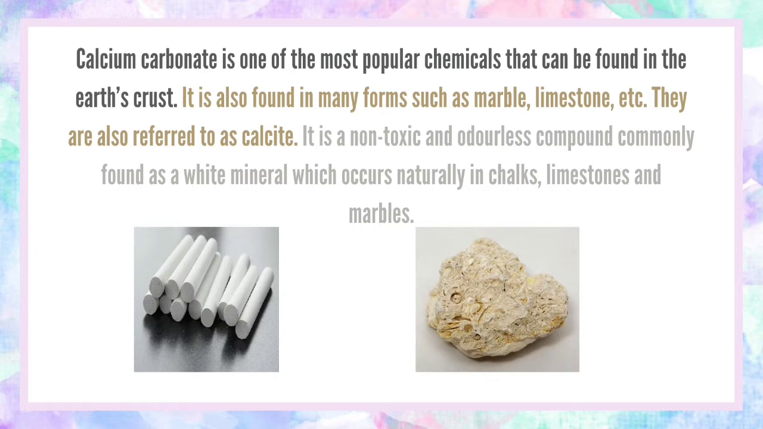Calcium carbonate is one of the most popular chemicals that can be found in the Earth's crust. It is also found in many forms, such as marble, limestone, and etc. It is a non-toxic and odorless compound commonly found as a white mineral which occurs naturally in chalks, limestone, and marbles.